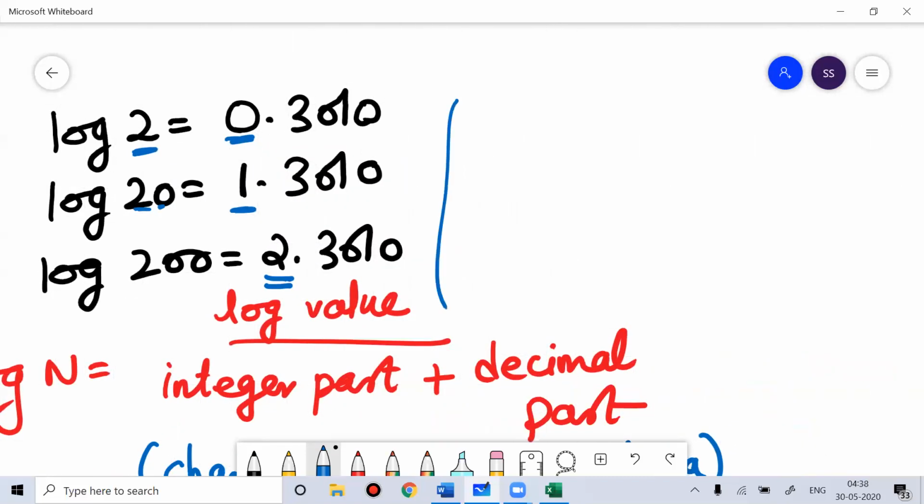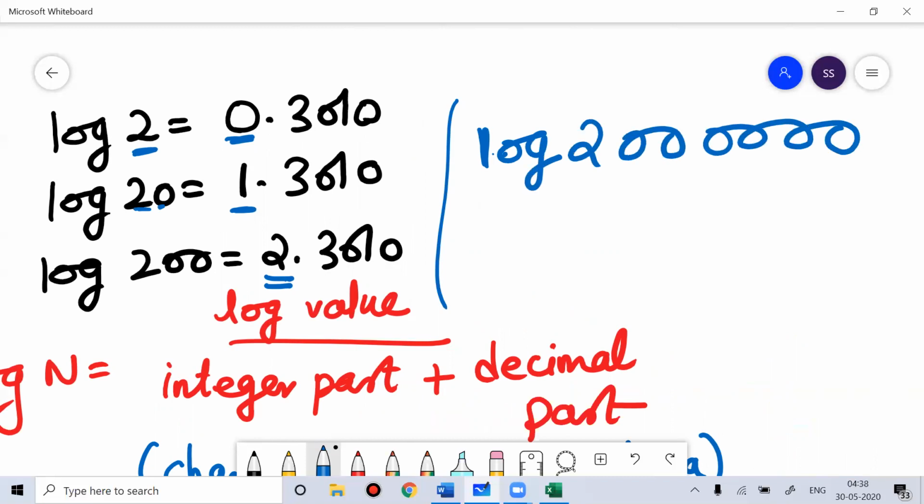If I ask you what is the log of a number like this, what would be the characteristic? The decimal would still be 0.3010. So how to find the characteristic? Count the digits: 1, 2, 3, 4, 5, 6, 7. 7 minus 1, 6. This is the answer. So this would be the characteristic.